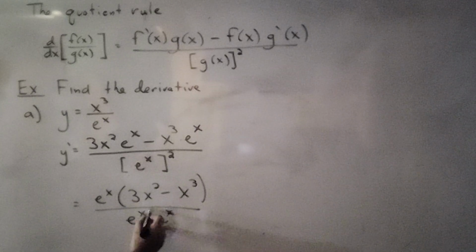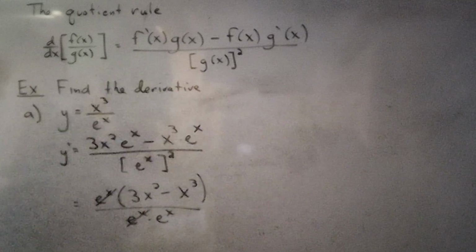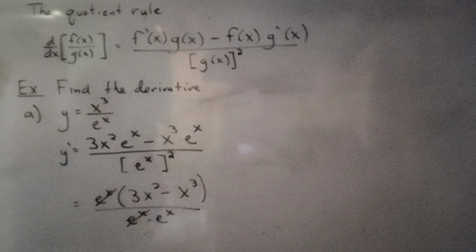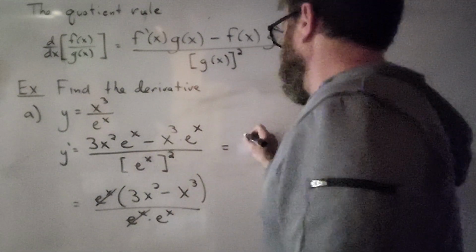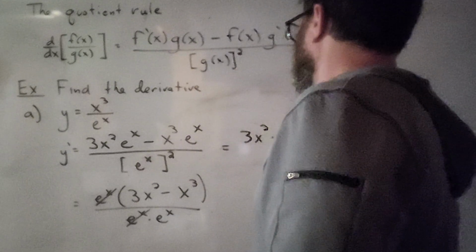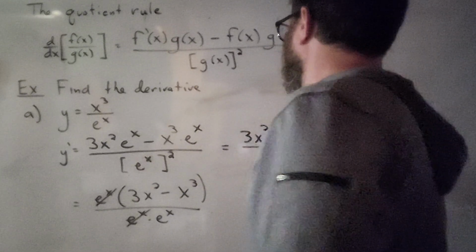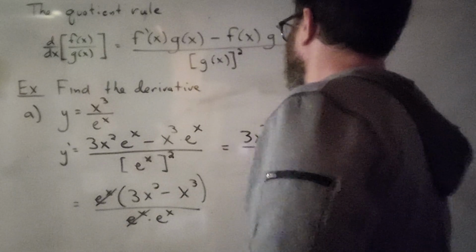And I can see that these e to the x are going to cancel to a product of 1. So this derivative is going to end up with 3x squared minus x cubed, all divided by e to the x.